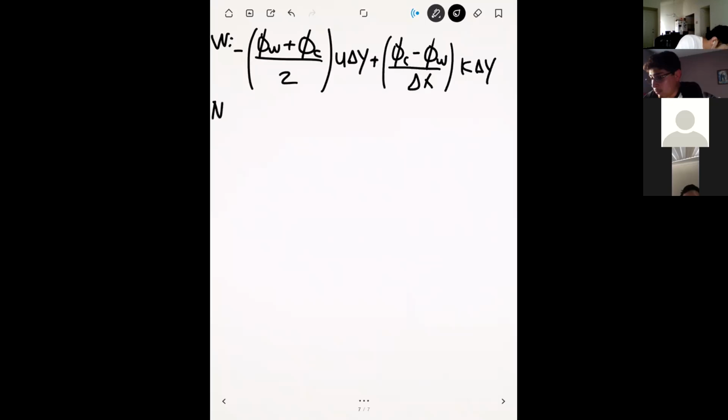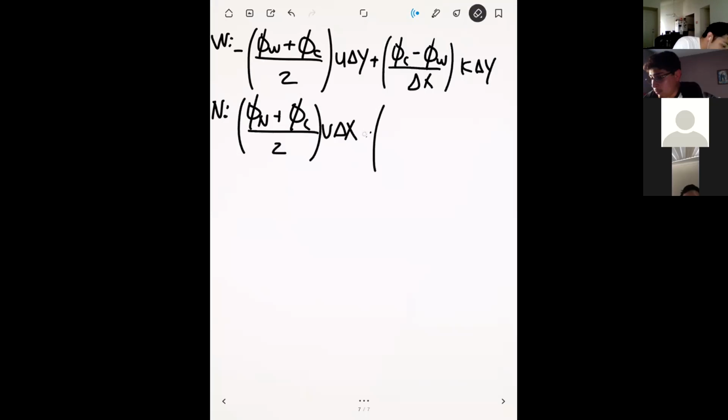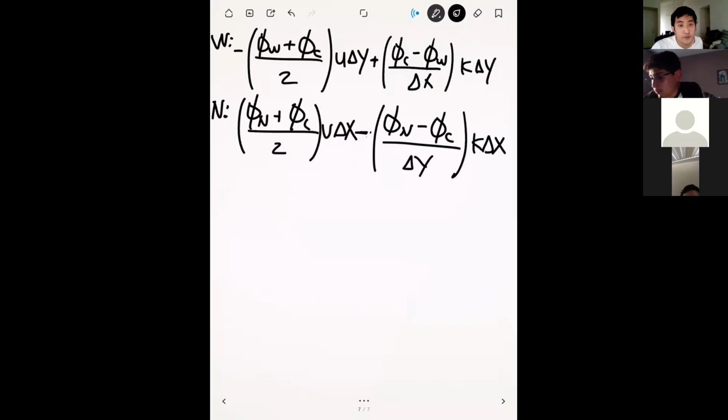And then finally, the integral on the north, we have phi sub n plus phi sub c all divided by 2 times v delta x, minus our diffusion term, which is phi sub big N minus phi sub c, all divided by delta y times k delta x.